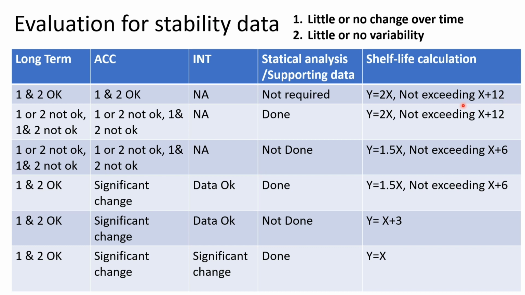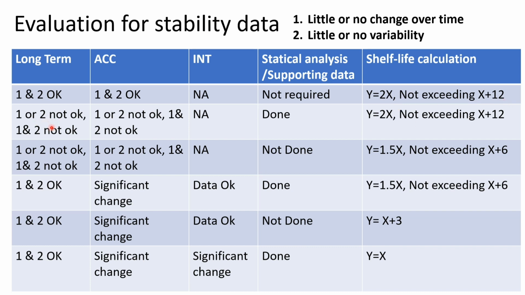So if 24 month long-term stability data is okay, then you have to consider 36 months as the expiry. If 48 month long-term stability is okay, you can consider 48 plus 12, 60. So this is the formula where you have to calculate shelf life when your long-term and ACC conditions are okay. Y is equal to 2X, where X means your long-term months which are completely successful, 2 into 12, so 24 you can put. Long-term completed 24, 24 into 2, not 48, 24 plus 12, 36.